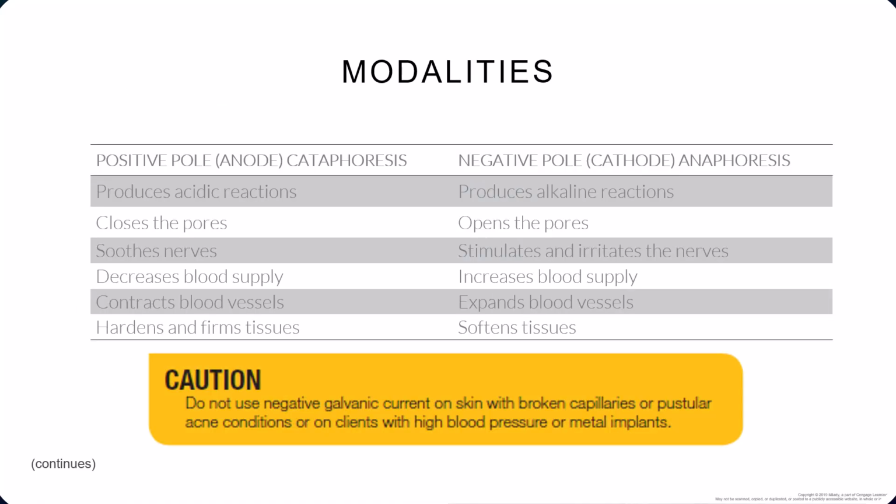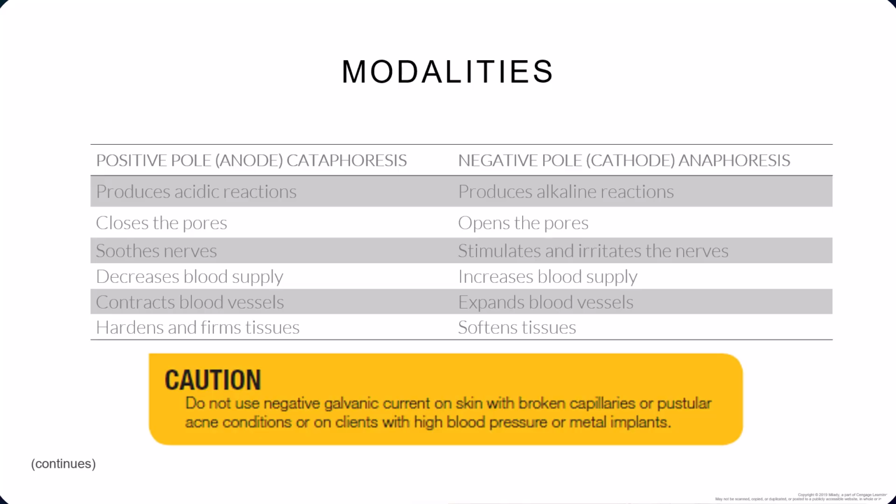So with galvanic current, just to recap, if you are using a positive pole or anode on the skin, that's the active anode, you are doing cataphoresis. So that's going to be producing an acidic reaction. It's going to close the pores, it soothes the nerves, it decreases blood supply, it contracts blood vessels, and it hardens and firms tissues.